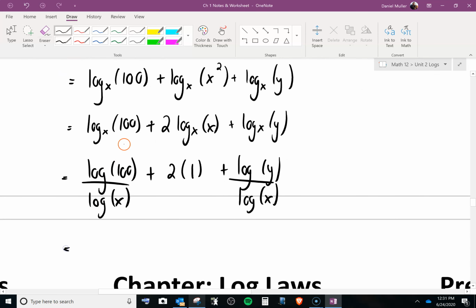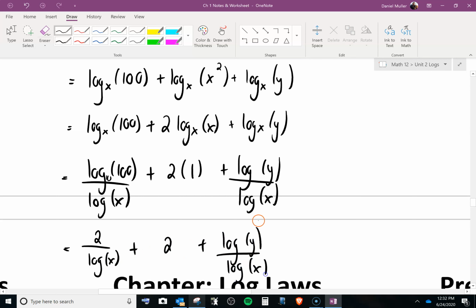Which you think that would be it. So we separated that. This just canceled. We separated that. But log of 100, that's also a number. Because remember, this is a 10. So this is a 10 to the what gets me 100. Well, that would have been a 2. So this is really a 2 over log of x plus, there's that 2 in the middle, plus log of y over log of x. And you can leave it like that.